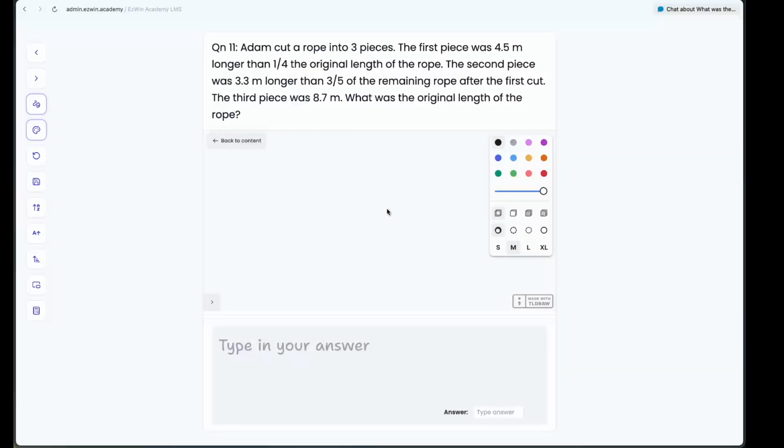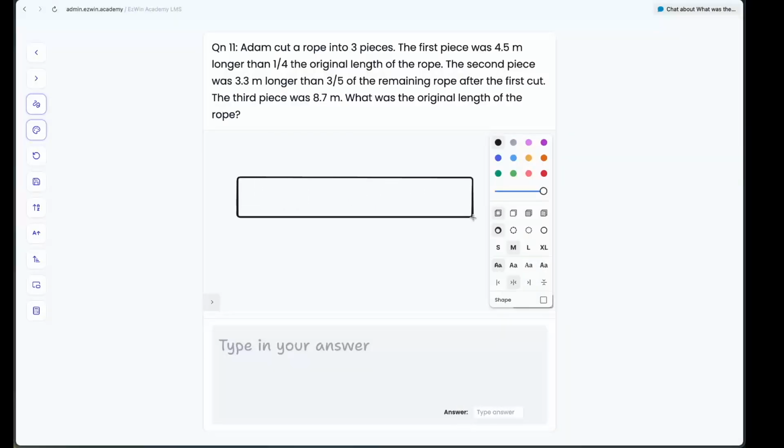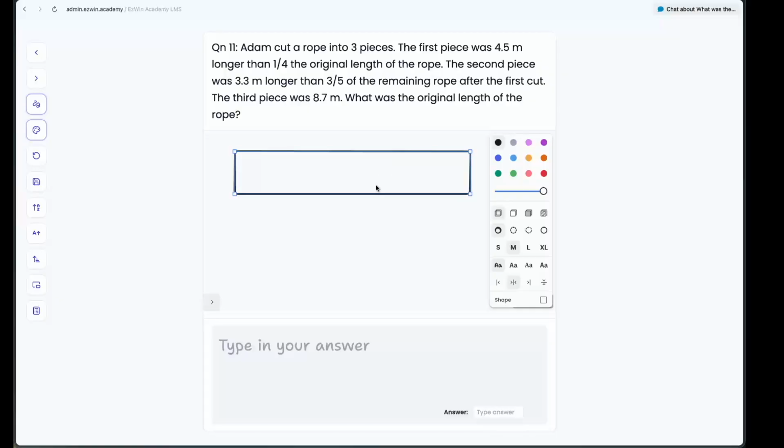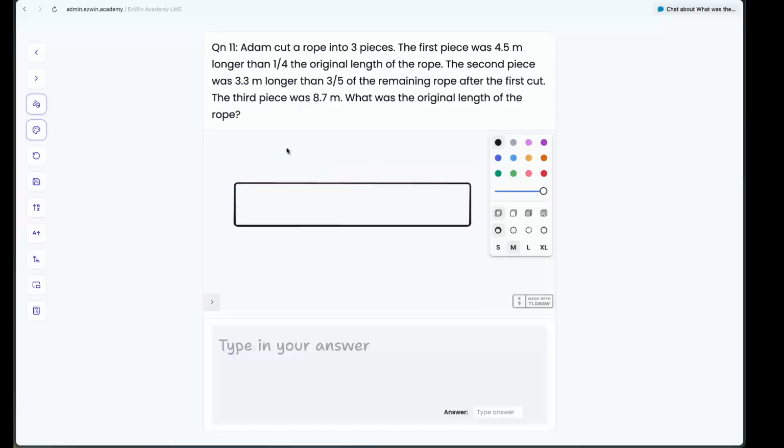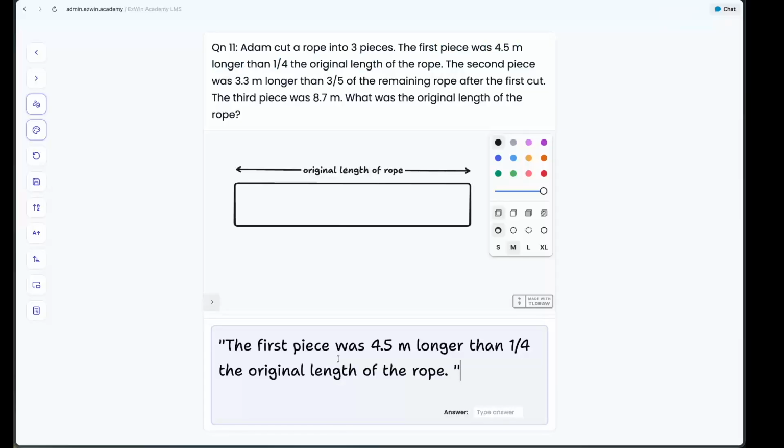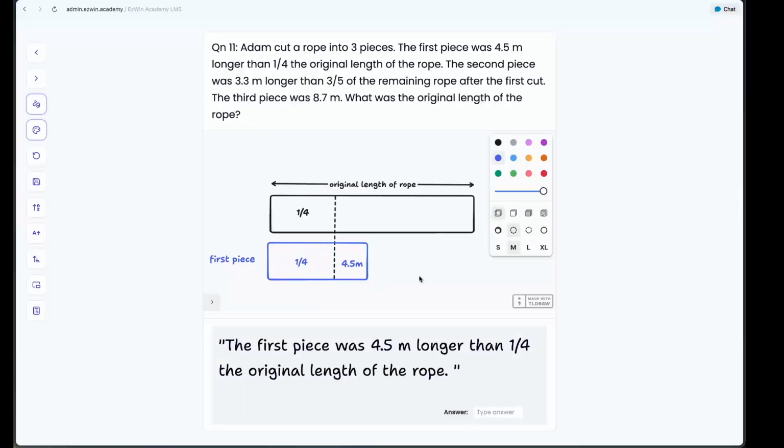So in this case, what we want to do is create a model. We're just going to draw a simple rectangle to signify the original length of the rope. So the first piece was 4.5 meters longer than 1/4 of the original length of the rope. So we will just cut 1/4, like this. And the first piece was 4.5 meters longer, so it will look something like this. The first piece is 1/4 of the original length plus 4.5 meters.